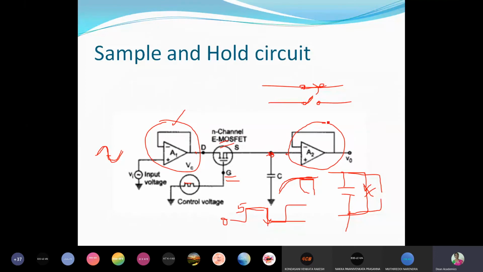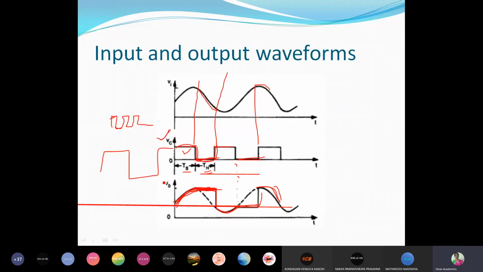Is this circuit clear to you? Voltage follower, switch, and a control signal, and a capacitor. Right? Shall we move forward, or do you want me to explain once again?